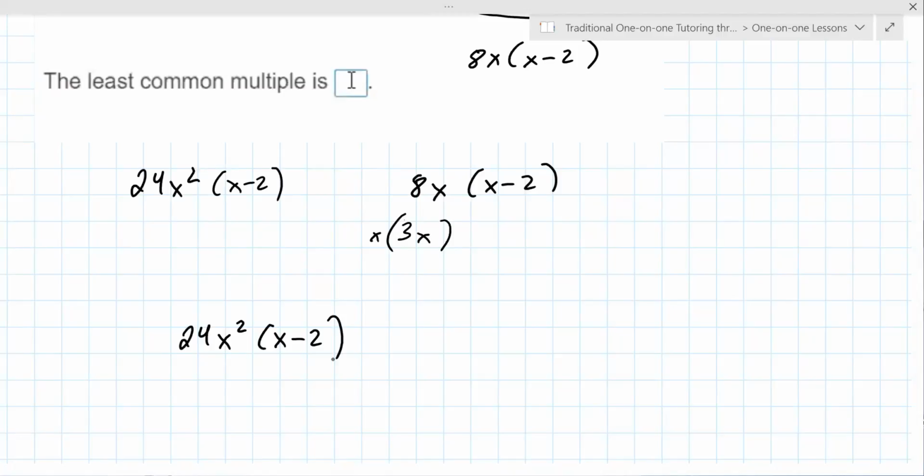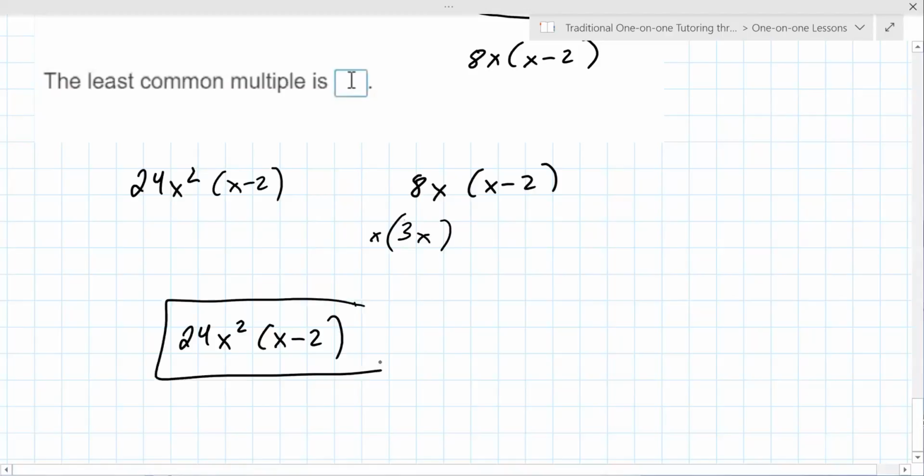Yes, this is the correct answer, but this will make more sense when we do an adding and subtracting problem where they're not the same.